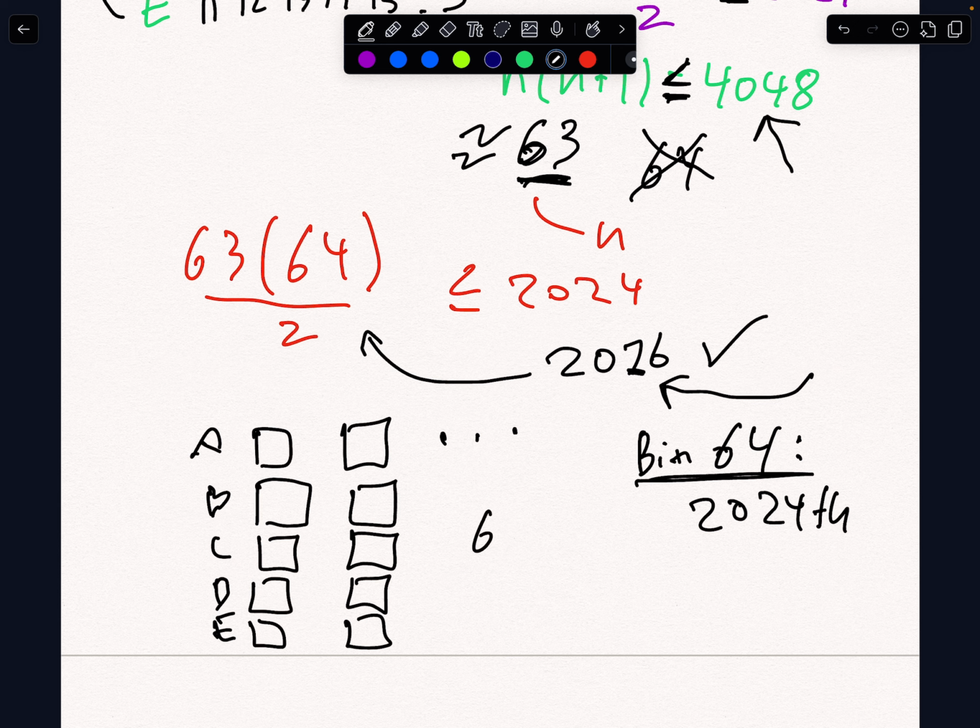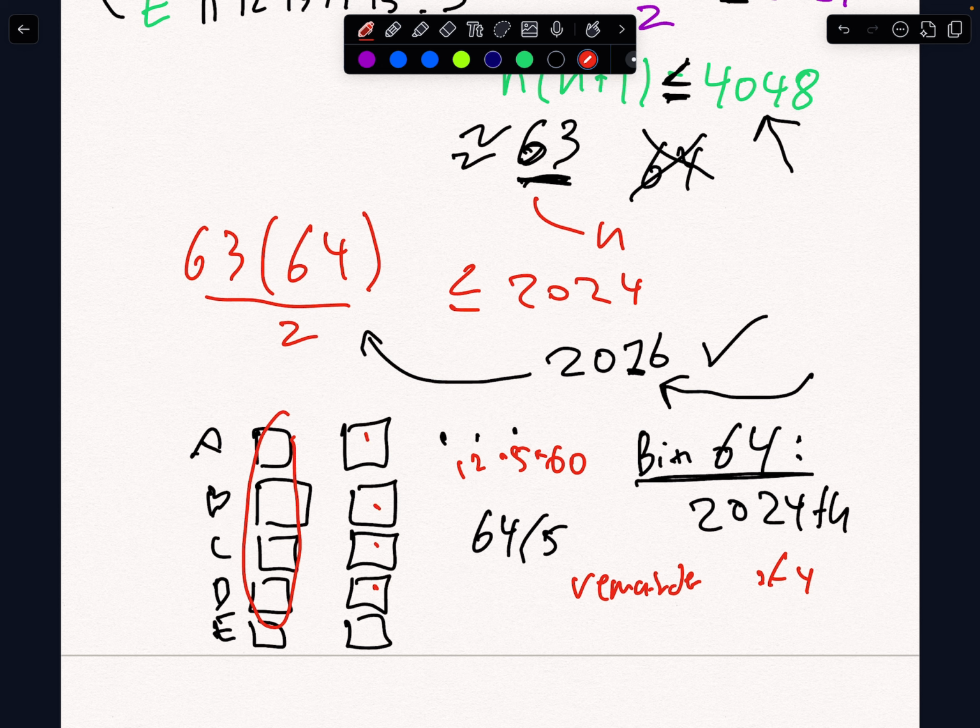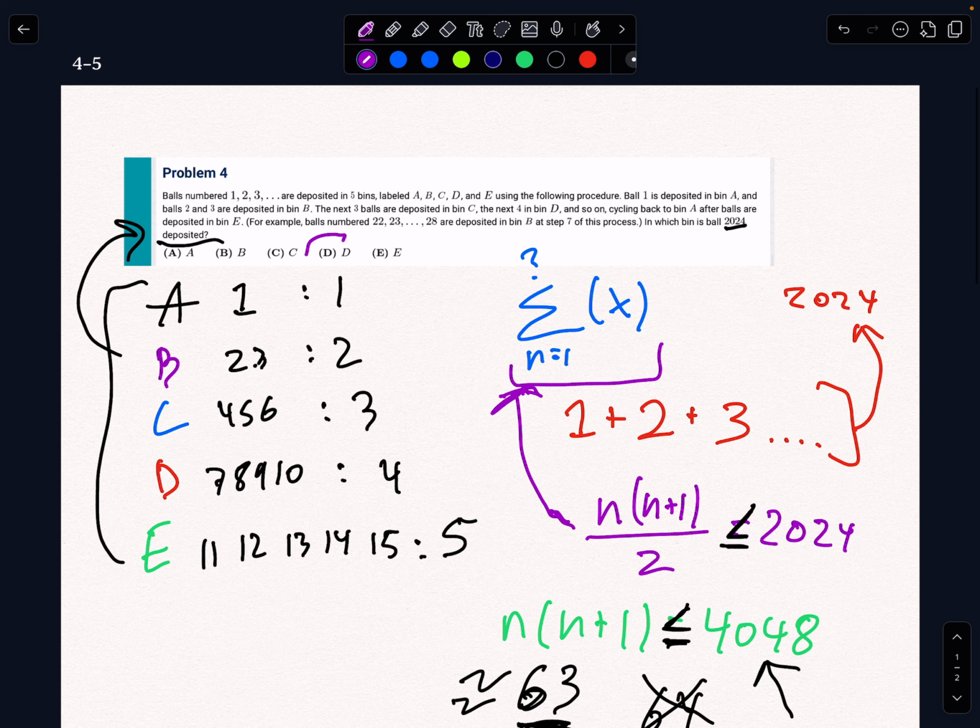And for that, you would just divide 64 by 5 and see its remainder. So 64 would have a remainder of 4. Basically, we do each of these cycles 12 times, since 12 times 5 is 60, and then you would have 4 bins left over. So it would be 1, 2, 3, 4. So this bin right over here would be the 64th bin. So the answer would be bin D, which is conveniently also option D.